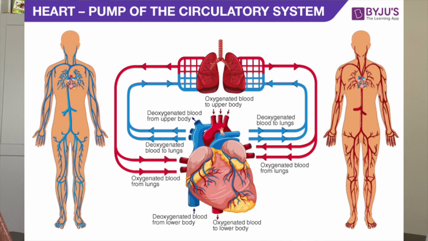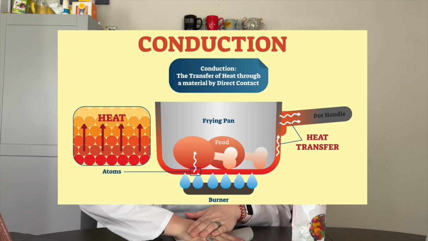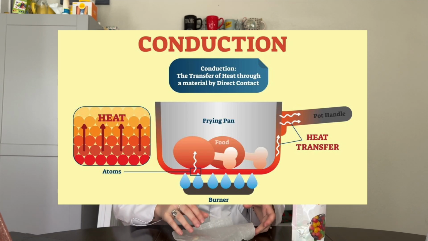So what makes our hands warm is the blood that's pumping from our heart. Our heart is constantly pumping through our circulatory system and creating heat in the extremities of our body, like our feet and our hands. And so because our heart is pumping all of that warm blood to our hands, I'm able to get that heat from my hand through conduction and transfer it to my jelly beans.